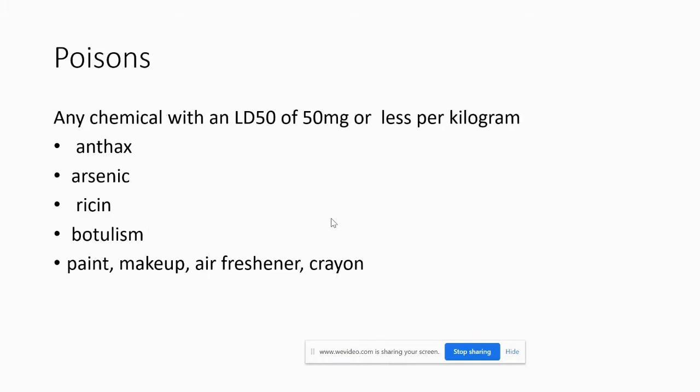So poisons are anything with an LD50 of 50 milligrams or less per kilogram of organism. So yes, what they do is they figure out the mass of an organism in kilograms and then do a unit conversion. Anything that has 50 milligrams or less per kilogram, if it kills you, it's a poison, which, by the way, includes non-toxic crayons for kids. But that would involve eating several cartons of crayons.